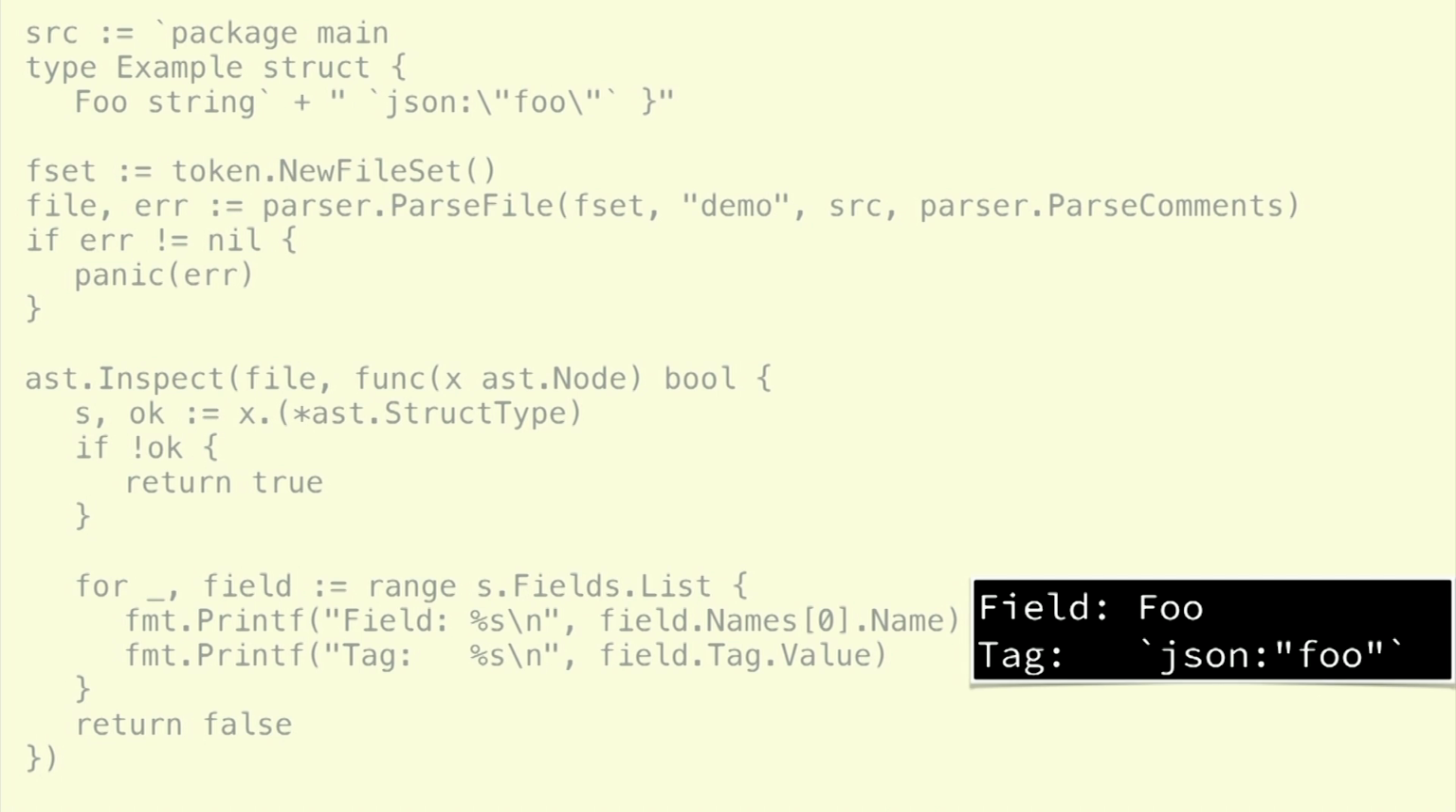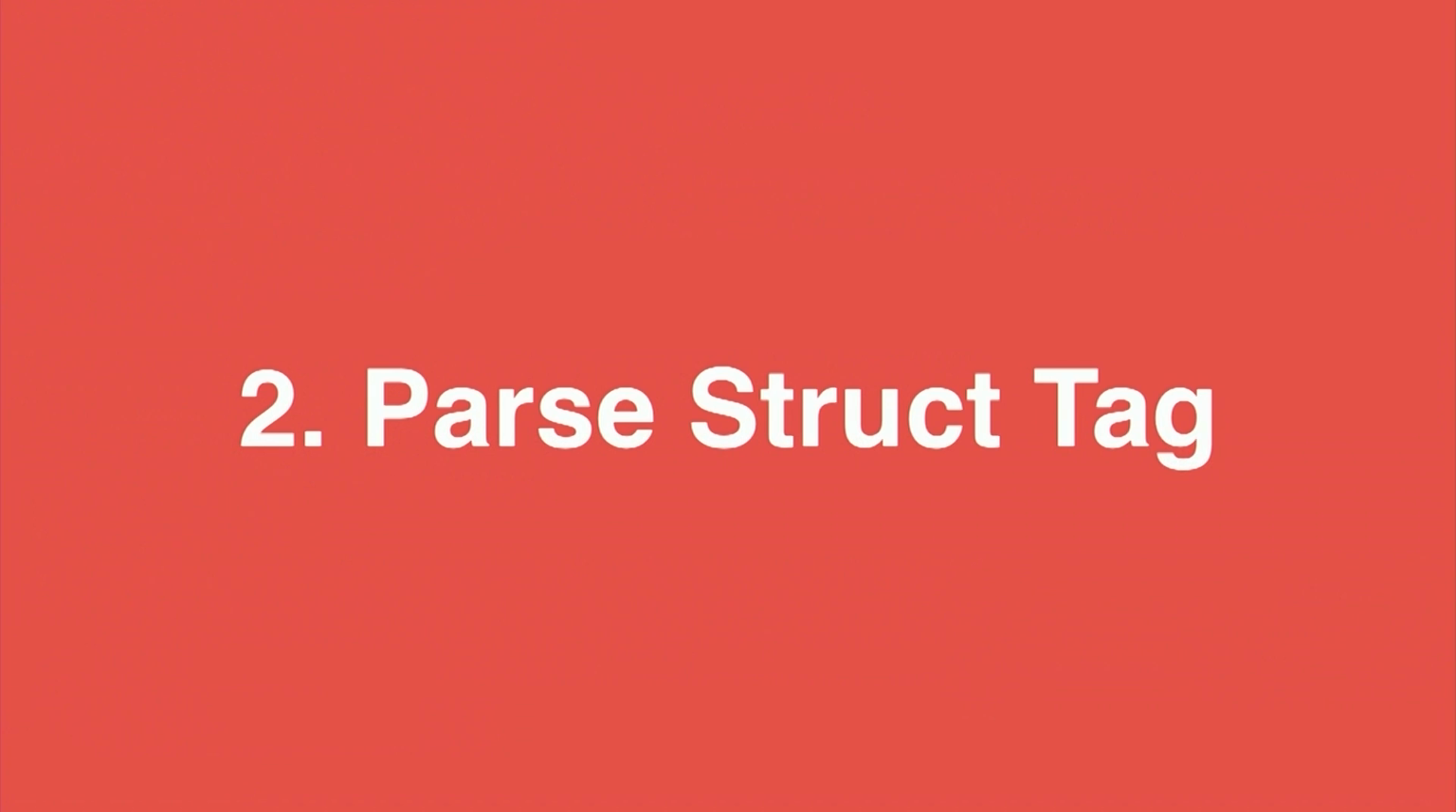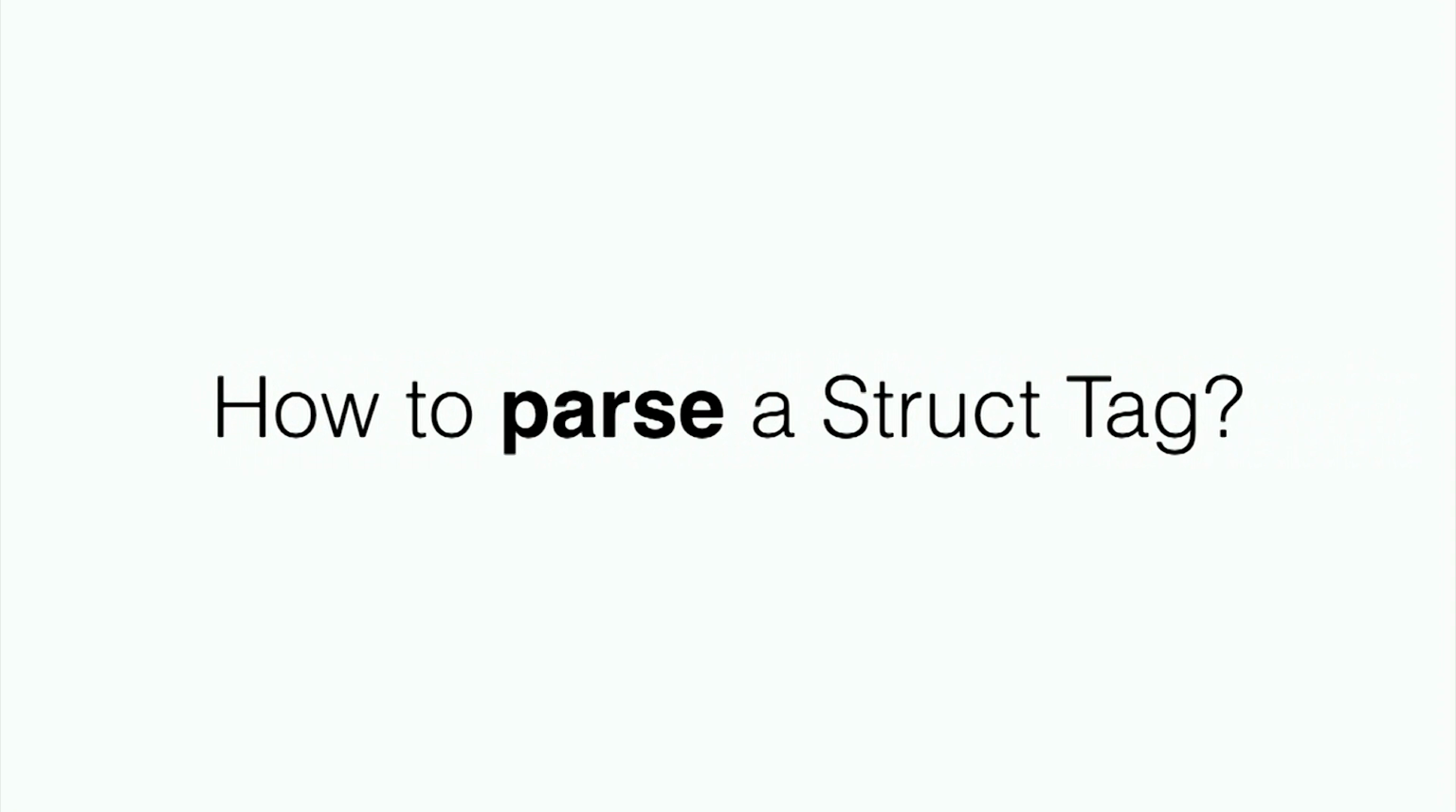This is really a simple example, and if you copy and paste this, it just works. You don't need to do anything else. So this is how we parse a Go source file and get the AST. The second thing is, how do we parse the struct tag? So we can parse this Go source file with the parser package, but how do we parse the tag itself?